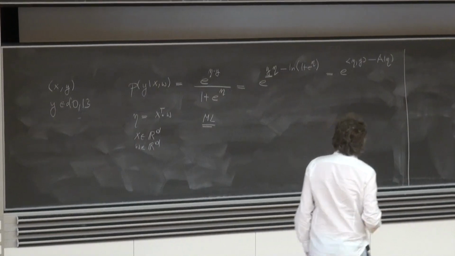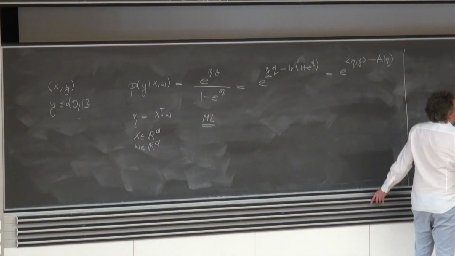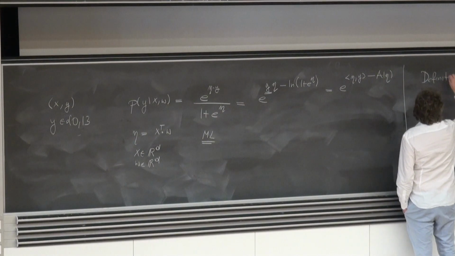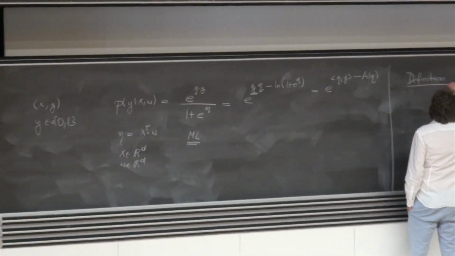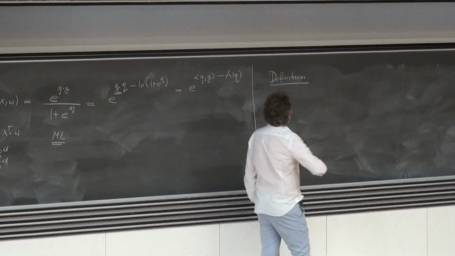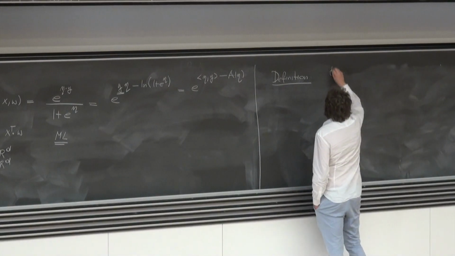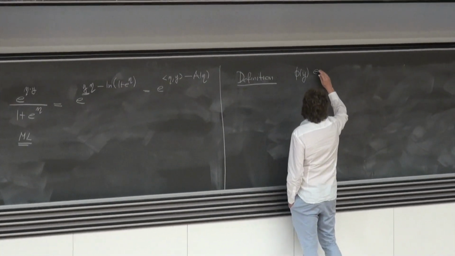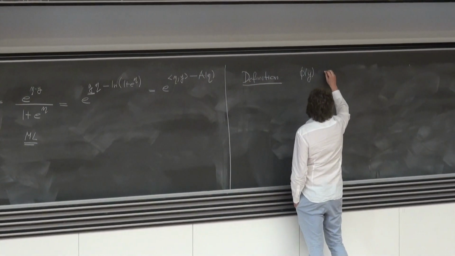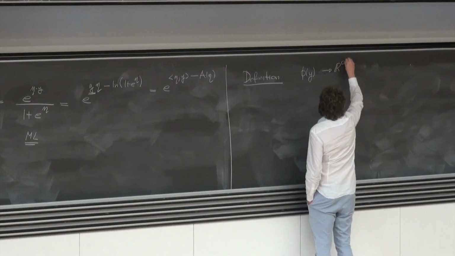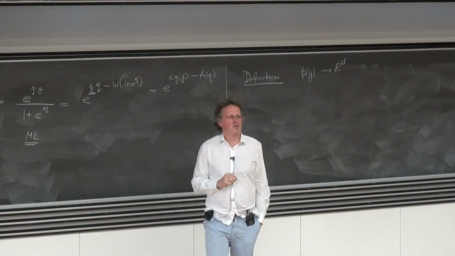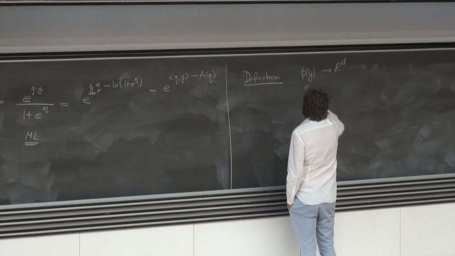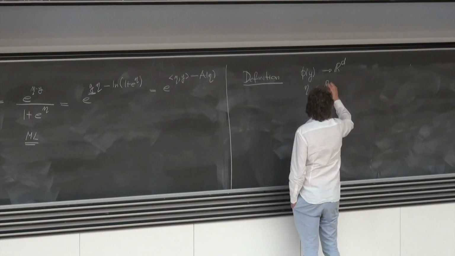Okay, and so this will bring us back to this example. So what is the definition? What we have given here, more generally, is some phi of y, which will go to some R^d. So this will in general be a vector. In our case, phi of y was just y itself. And we have some parameter eta, which is also in R^d.